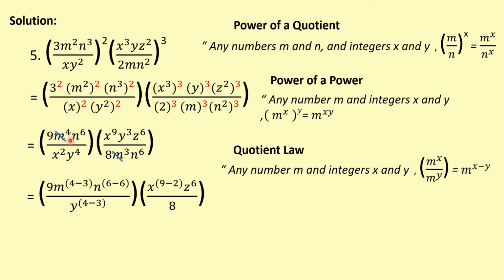Next is yung n naman natin. So, ganun din. Copy lang yung base. Then, subtract lang natin yung exponent nila. Next is yung x naman natin. So, 9 minus 2 lang.